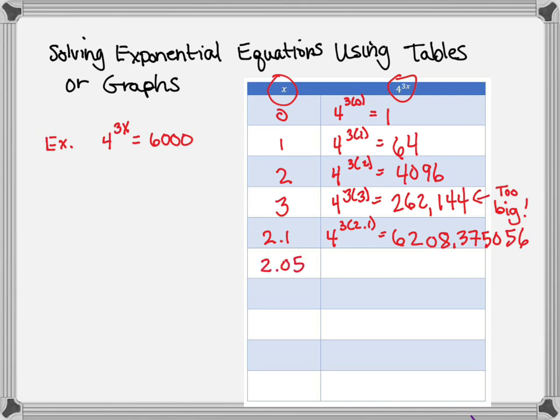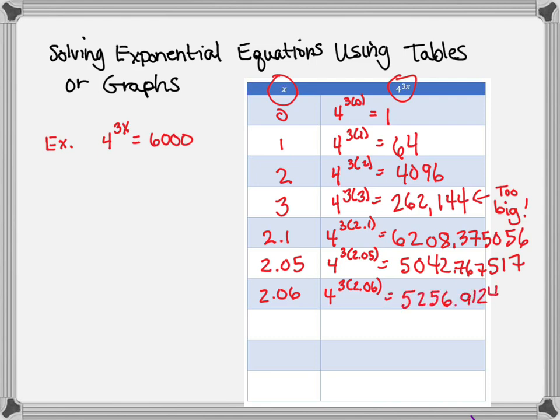Let's try a little smaller, 2.05 for x. 4 to the 3 times 2.05 power is 5,042.767517. So this is a little too small. Let's try a little bigger, 2.06. So 4 to the 3 times 2.06 power is 5,256.912476. Getting closer. Let's try 2.07.